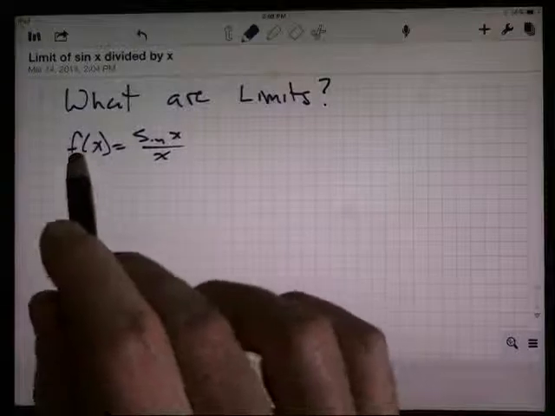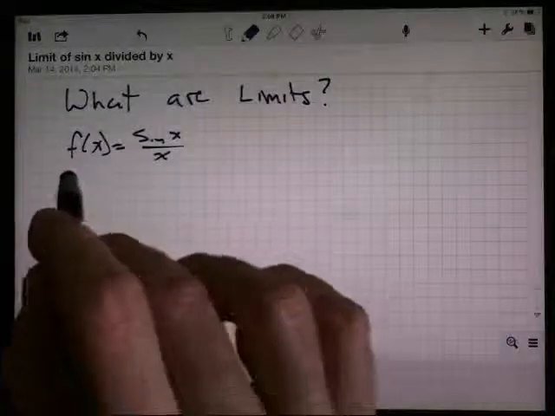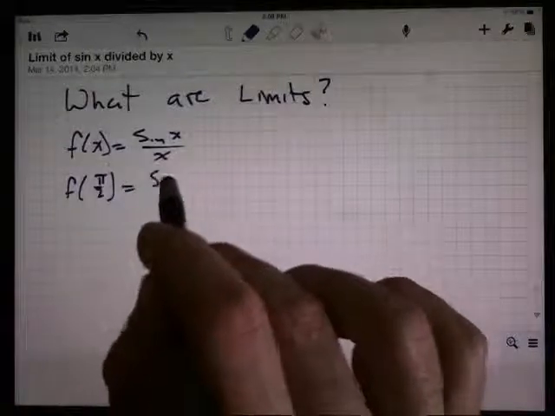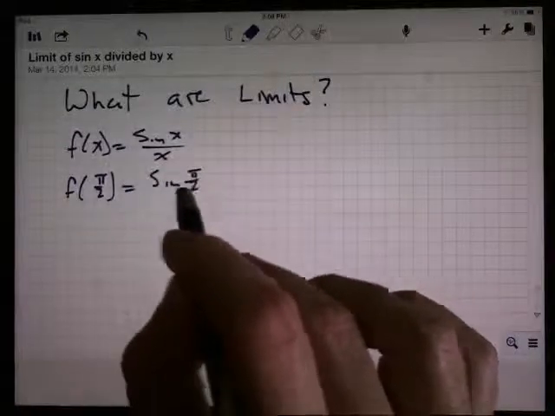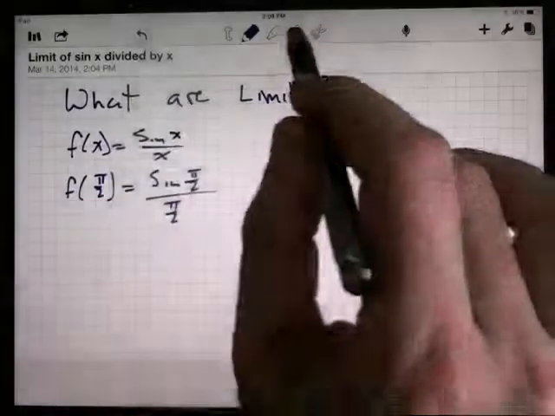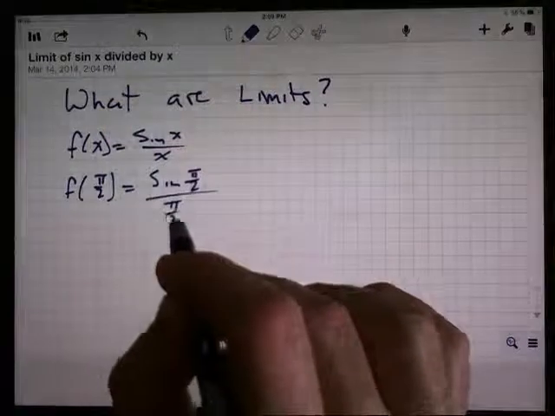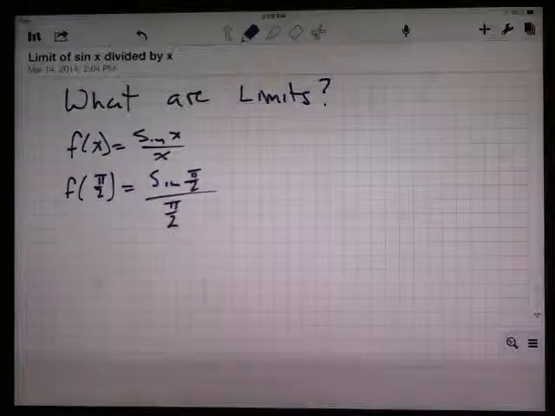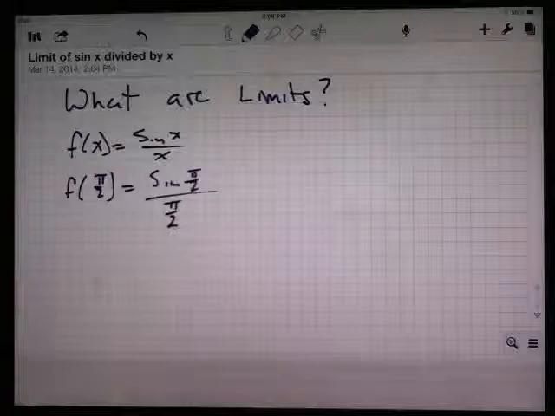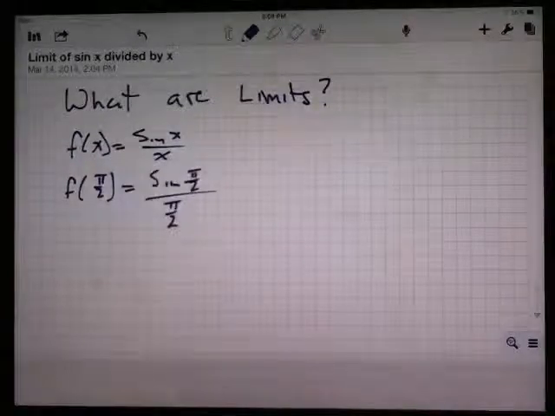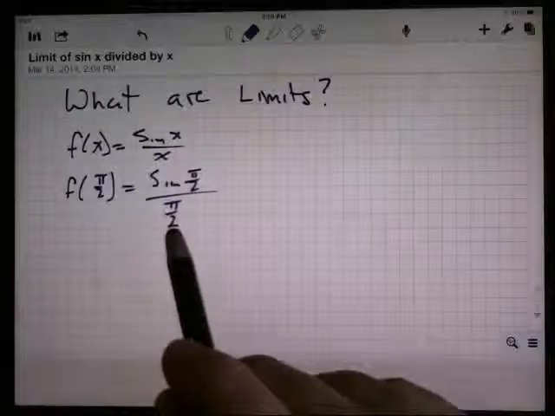If I plug in a value for x, I can figure it out, right? What's f of pi over 2? Well, it's the sine of pi over 2 divided by pi over 2. I want to point out that I'm assuming that x inside of the sine is in radians. It doesn't say x degrees, so the measure for angles that doesn't have a label is radians.